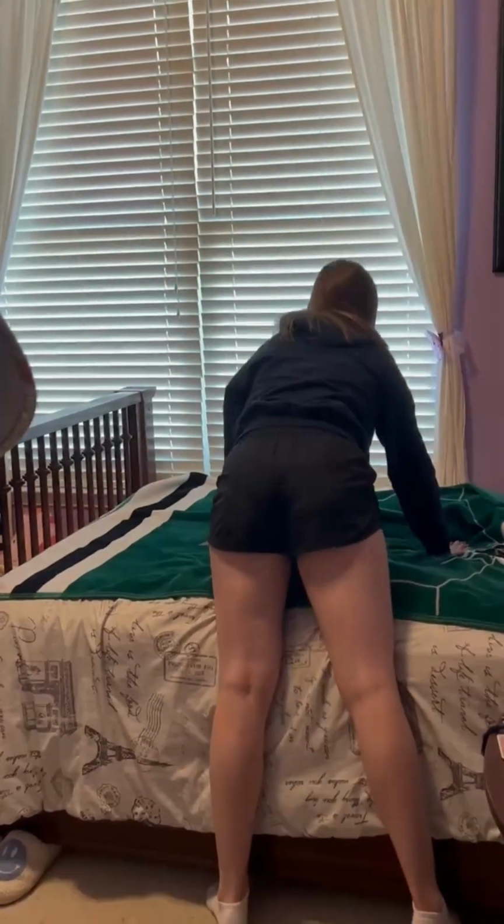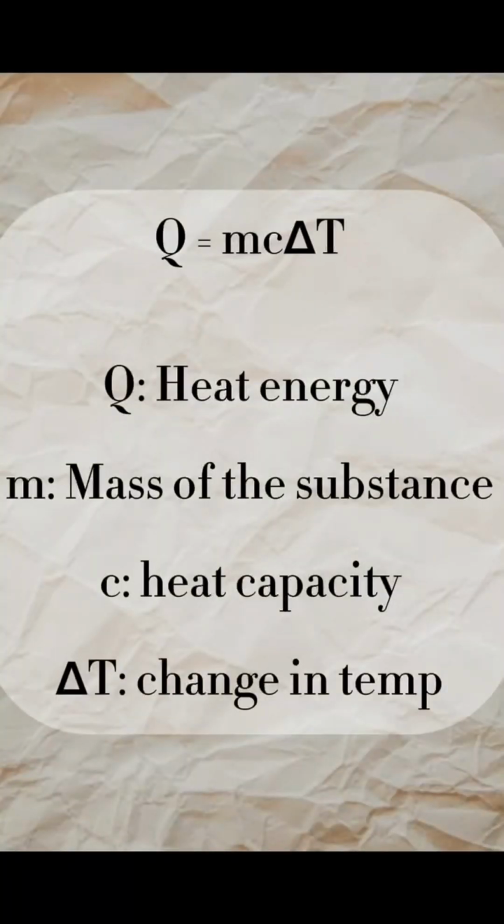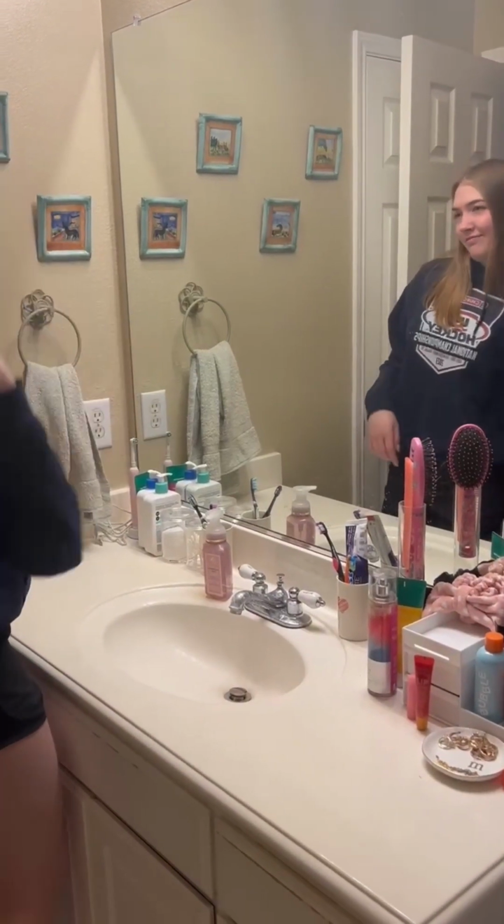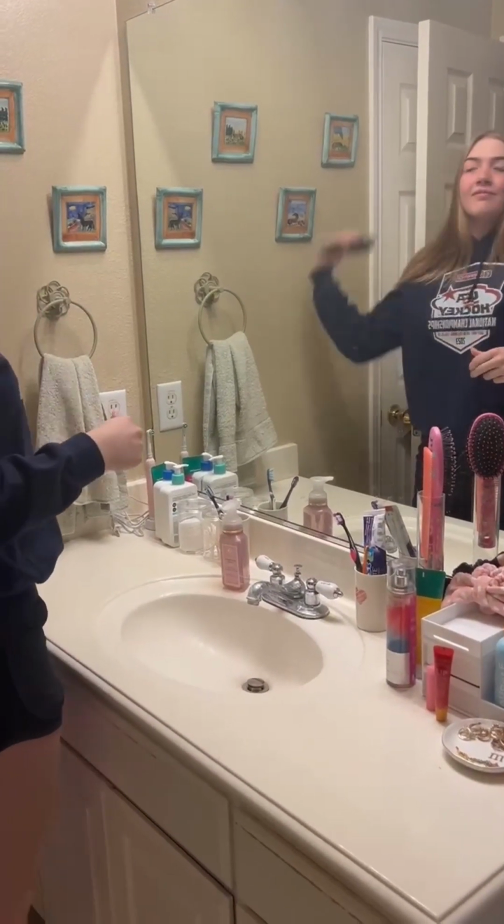I'm telling you, when you learn about the specific heat capacity formula, which is Q equals m c delta T, and you learn that Q is the heat energy of the substance, m is the mass of the substance, and c is the heat capacity of the substance, and delta T is the change in temperature that occurs, your life is changed. The next thing I do in the morning is I brush my hair, make sure that I'm all presentable, and I go to school.